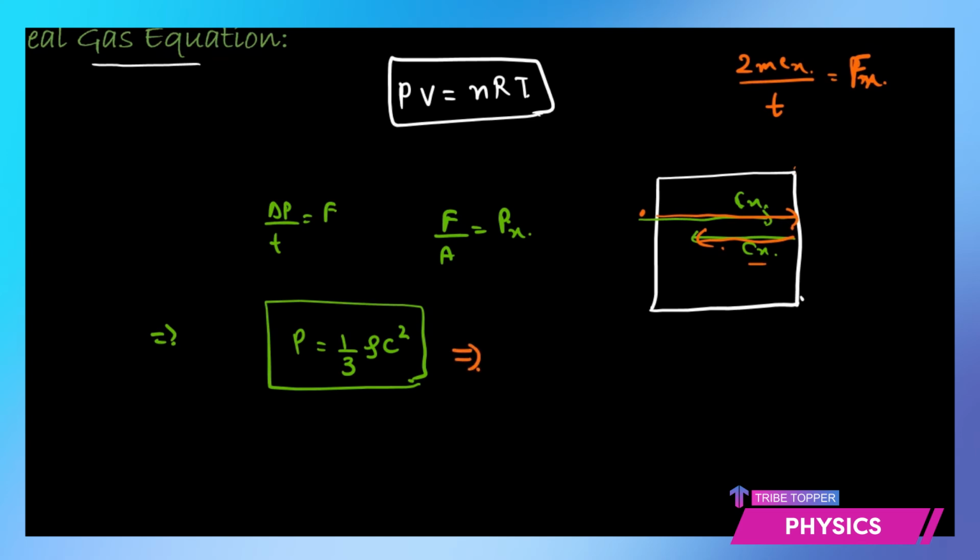P is equal to 1 by 3 rho c squared. So rho here is the density of the gas and c is the average velocity of all particles. So that's the ideal gas equation, another form. P is equal to 1 by 3 rho c squared.